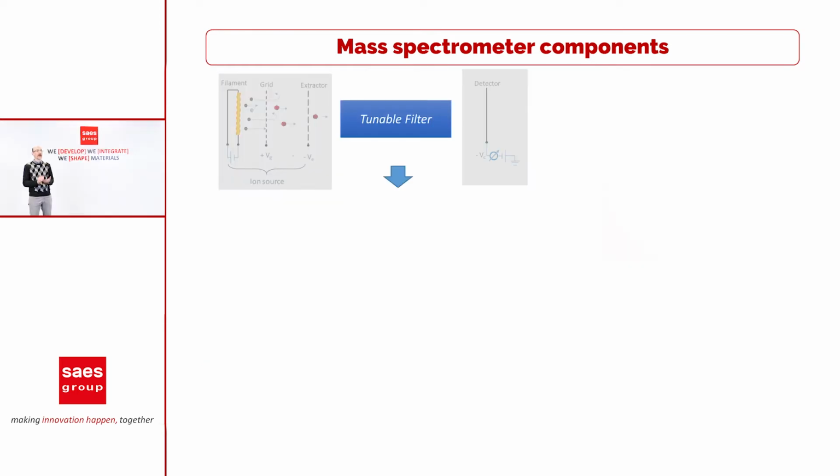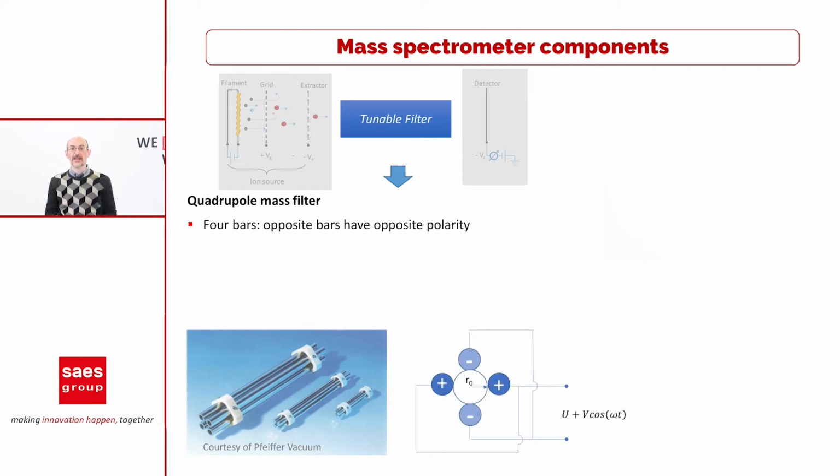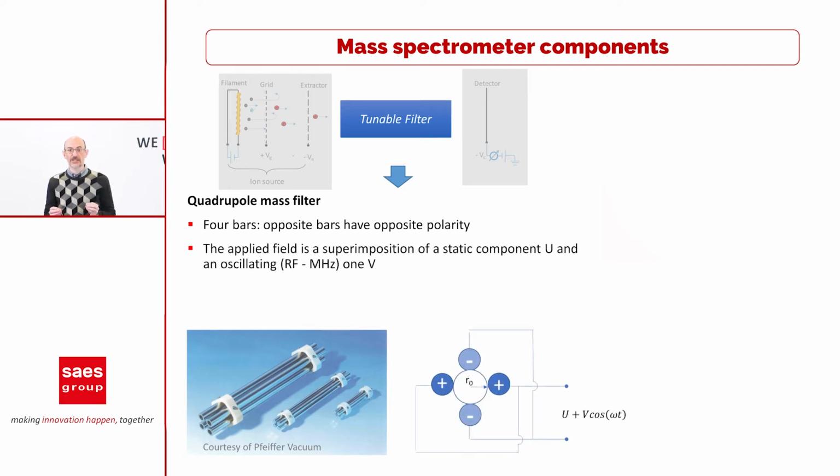There are many kinds of filters, but the most used for residual gas analysis is by far the quadrupole mass filter. It is made of four cylindrical bars, and opposite bars have opposite polarity. The applied field has a DC component U plus an oscillating one V at a frequency in the MHz range. The field does not affect the motion along the rod axis Z, but on the XY plane.